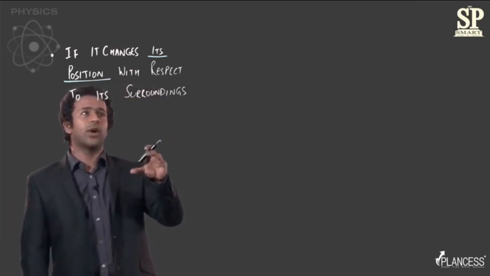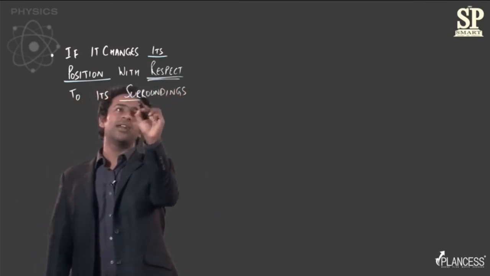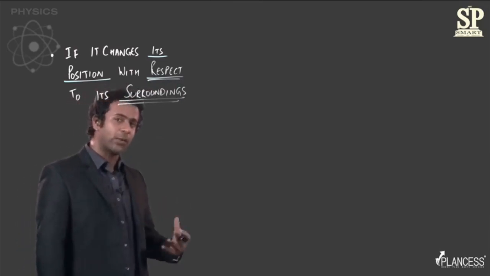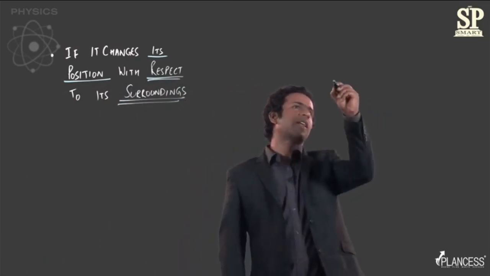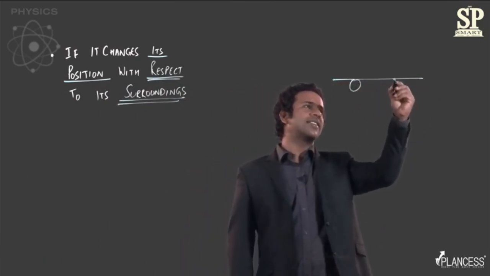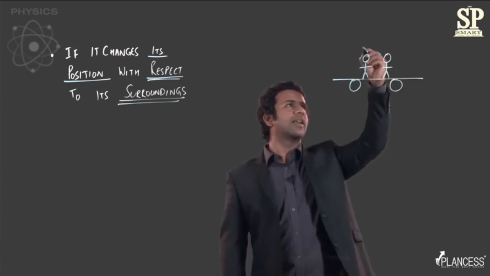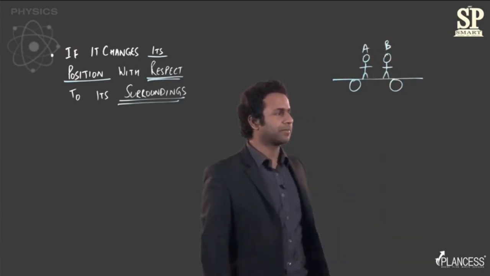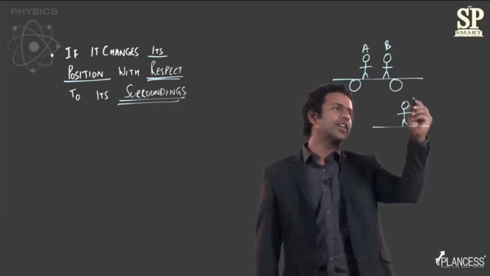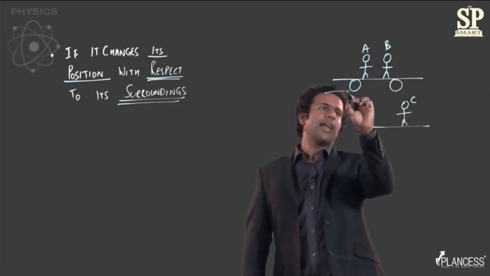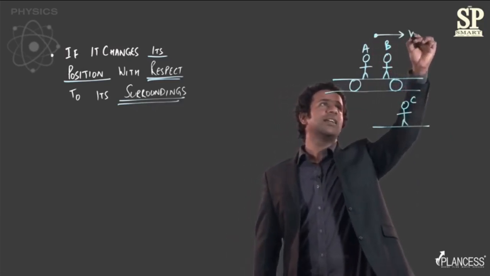But let's now focus on this with respect to surroundings part. What does this mean? Let's understand this through a simple, very typical example. Let's say two people are moving on a cart. Let's give them names A and B. And let's say a friend of theirs is on the ground. Let's call him C.